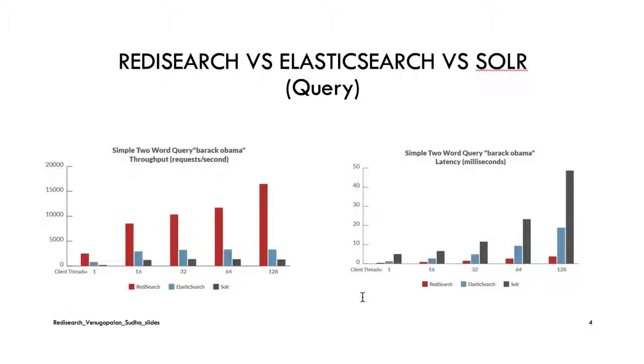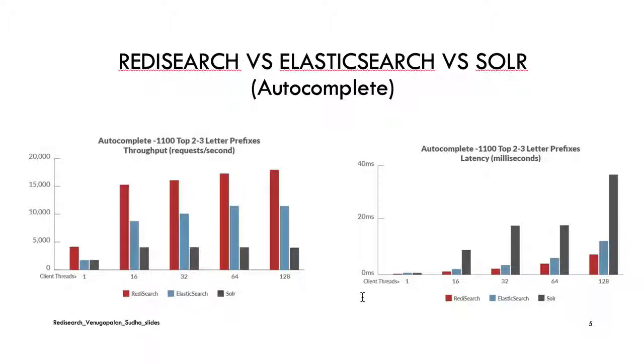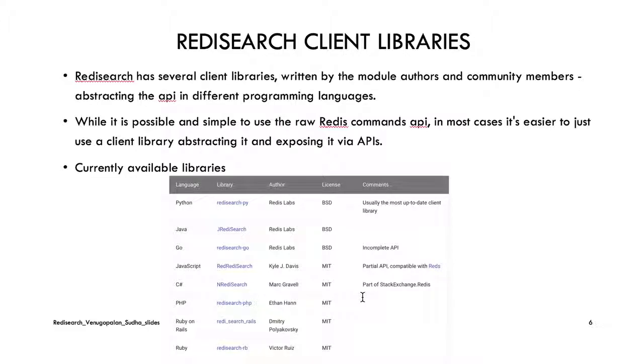We have compared Redisearch with Elasticsearch and Solr, and we find that Redisearch has a very high throughput even for a simple two-word query like Barack Obama. In this chart, we have analyzed Redisearch, Elasticsearch, and Solr, and Redisearch provides the best throughput with a low latency for both of the scenarios described: one is a simple two-word query, and the other is an autocomplete feature. So Redisearch has emerged the biggest winner when it comes to throughput and latency.